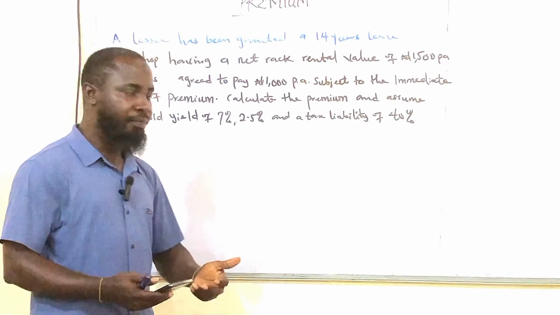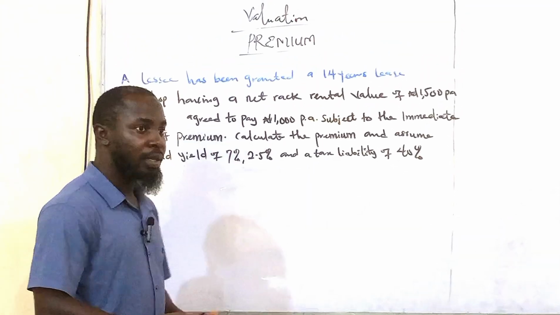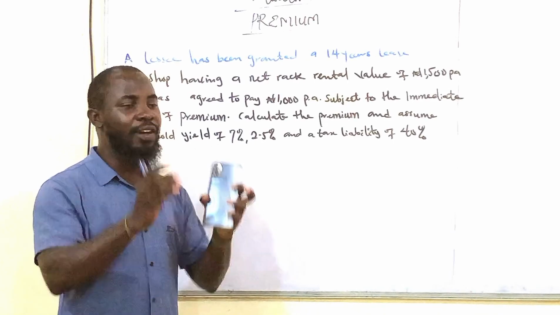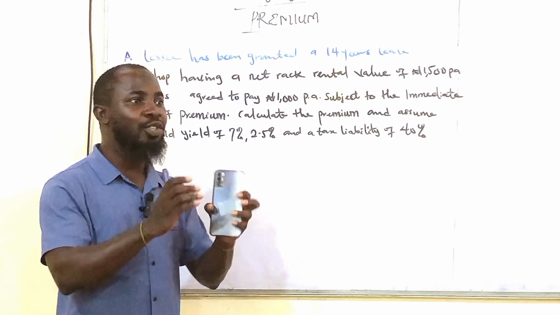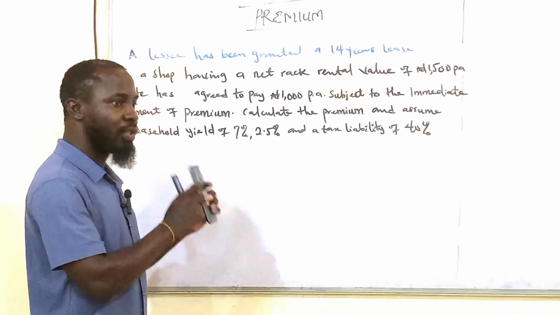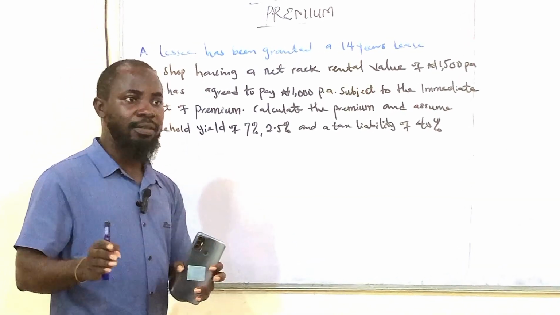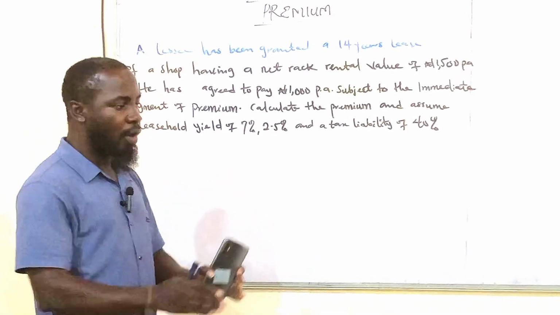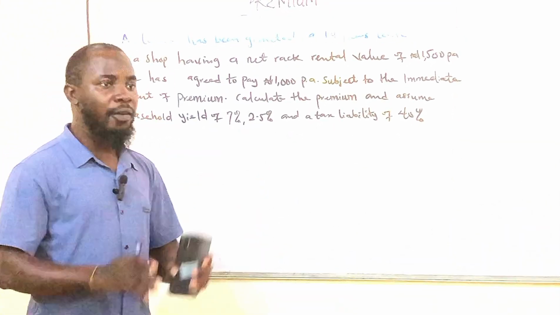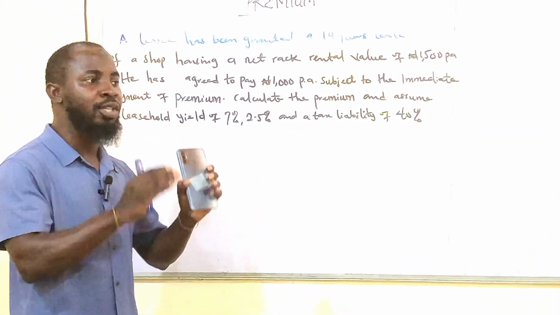This question is on premium. Now, they have agreed on the rent to pay. You as the valuer are asked to find the premium to pay. This question can be solved from both parties, the lessor's point of view and the lessee's point of view. But for this, we start with the lessee's point of view.